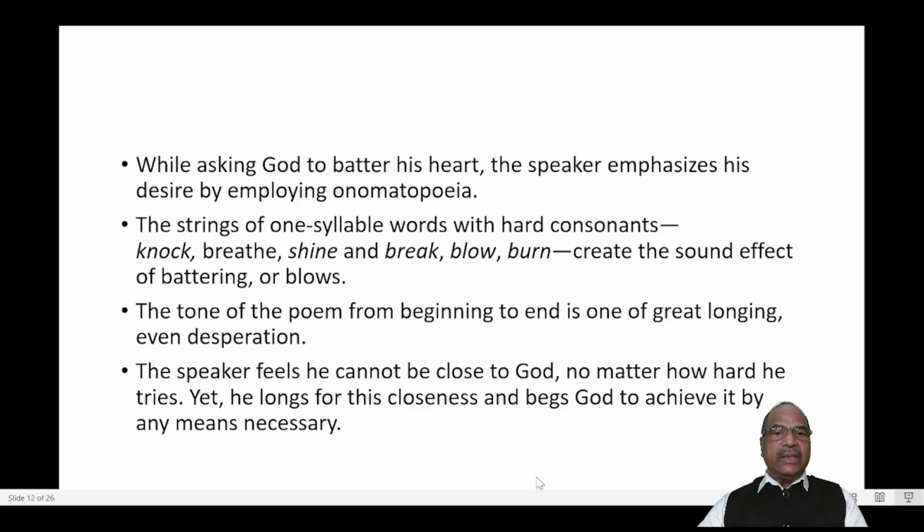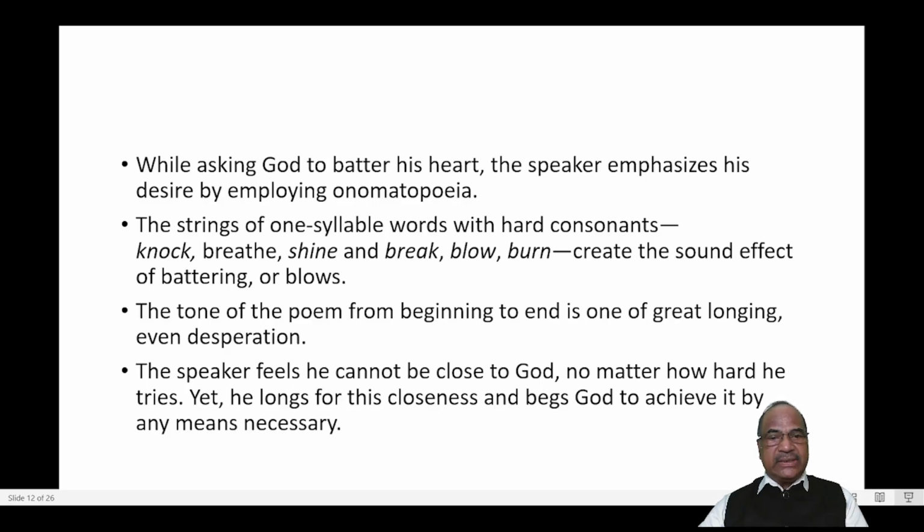While asking God to batter his heart, the speaker emphasizes his desire by employing onomatopoeia. What is onomatopoeia? Onomatopoeia is the production of sound equal to the sound of some things, for example, hiss, buzz, etc. The strings of one-syllable words with hard consonants, knock, breathe, shine, break, blow, burn, create the sound effect of battering or blows.